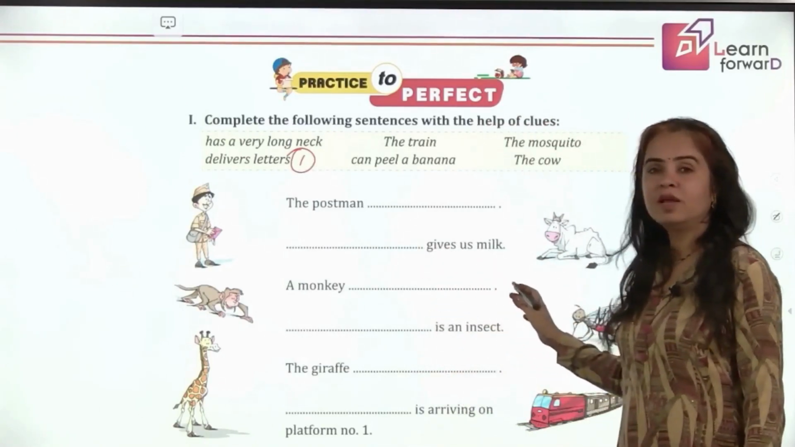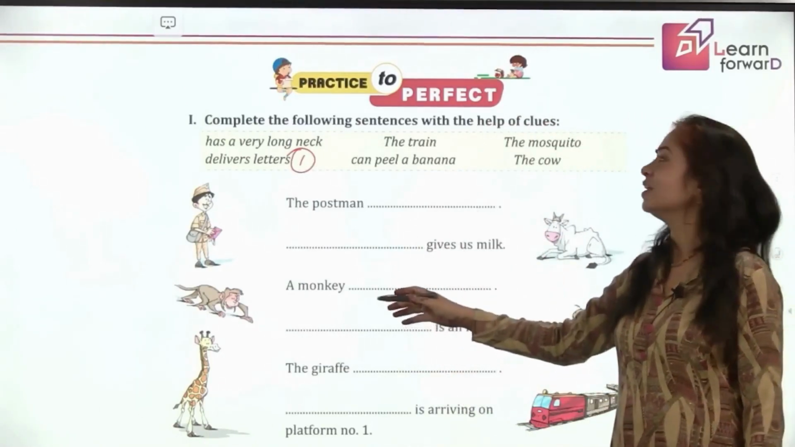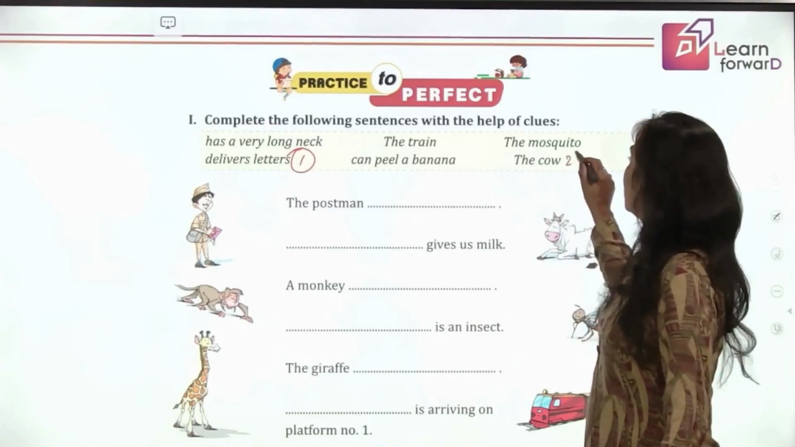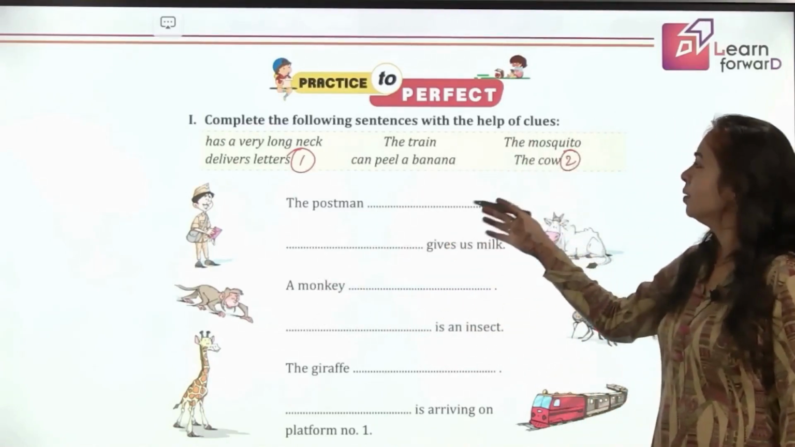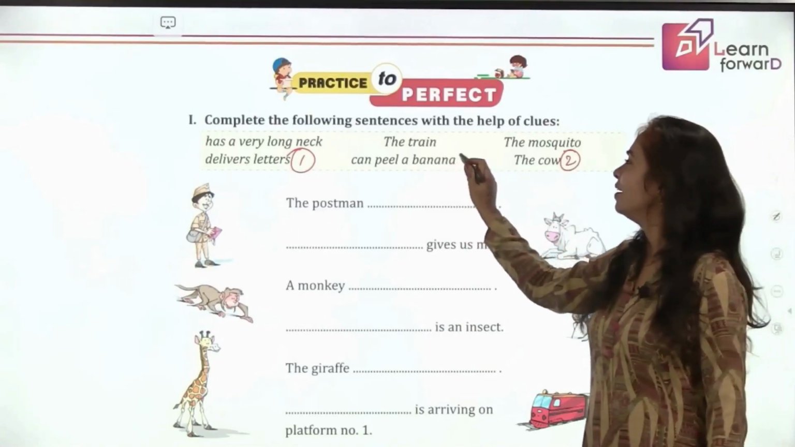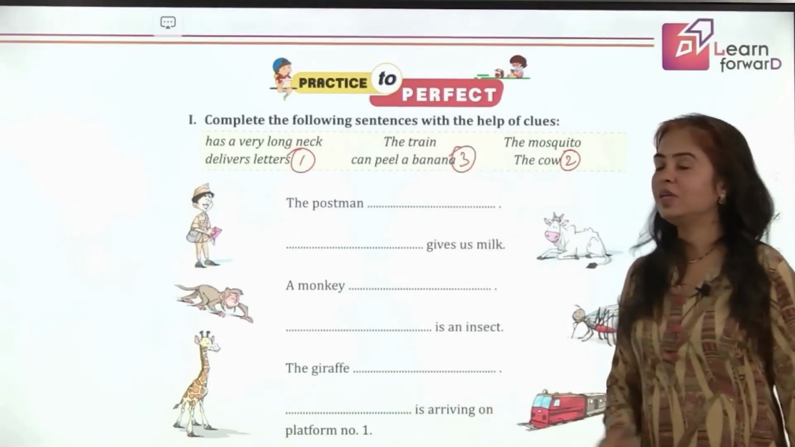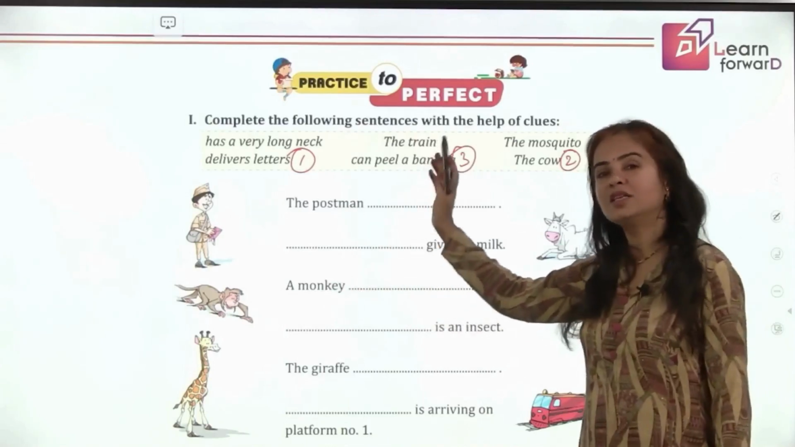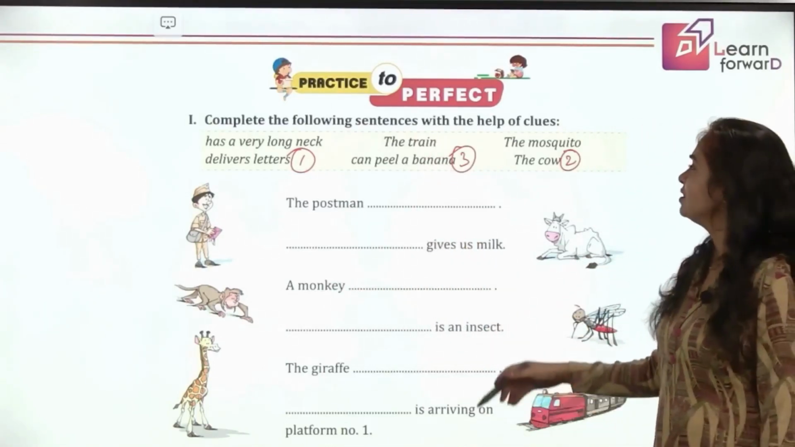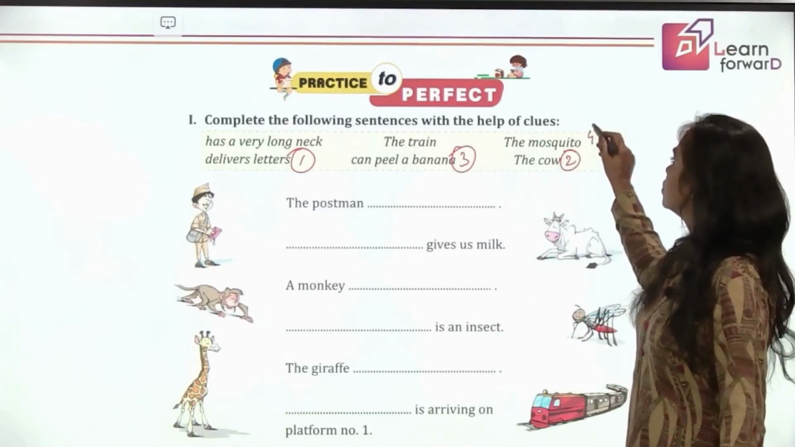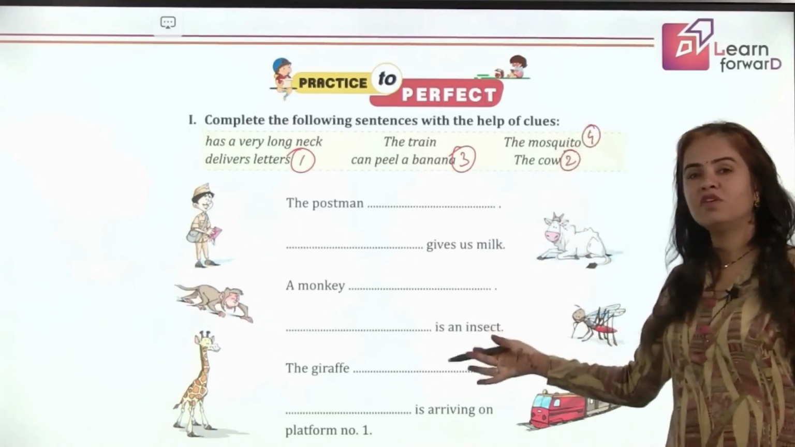Dash gives us milk. Now the subject is missing. Good. The cow gives us milk. A monkey. Oh, let's see what about the monkey. Can peel a banana. This will be number 3. So this is the subject, this is the predicate. Dash is an insect. What is an insect? The mosquito. So this subject was missing, we have provided.